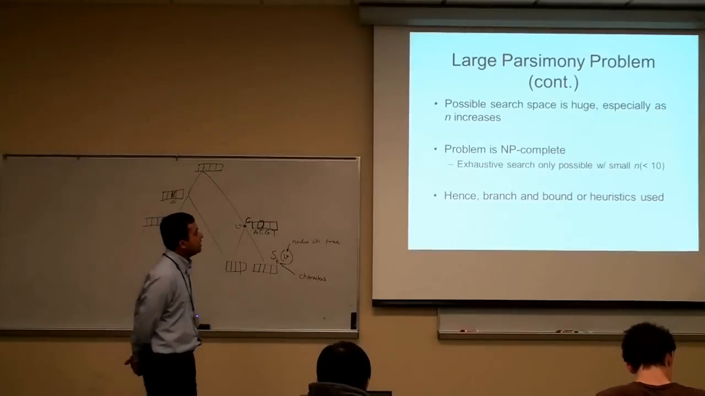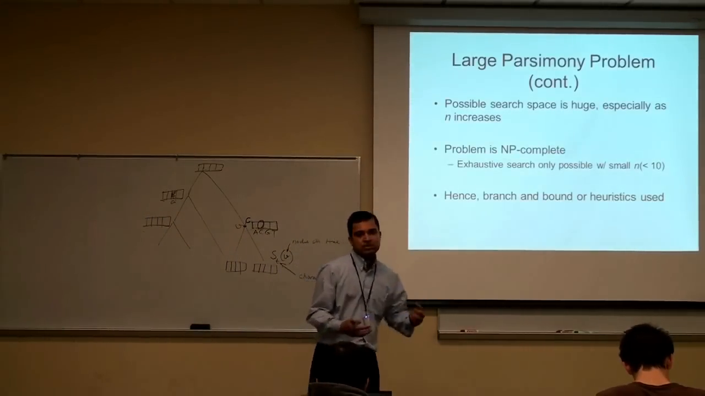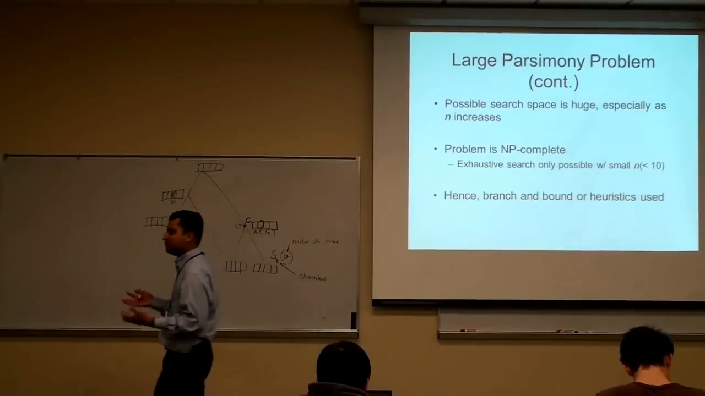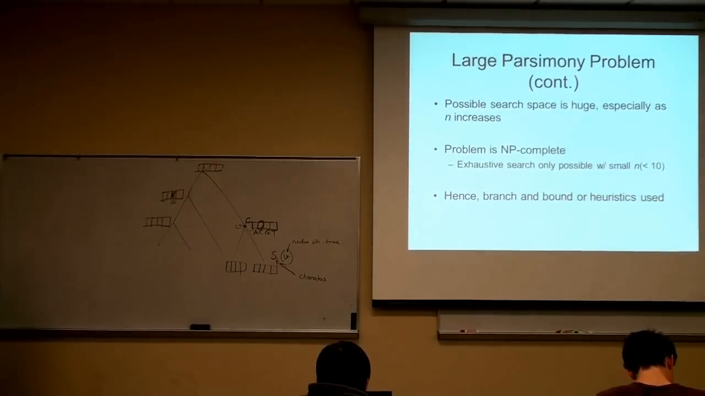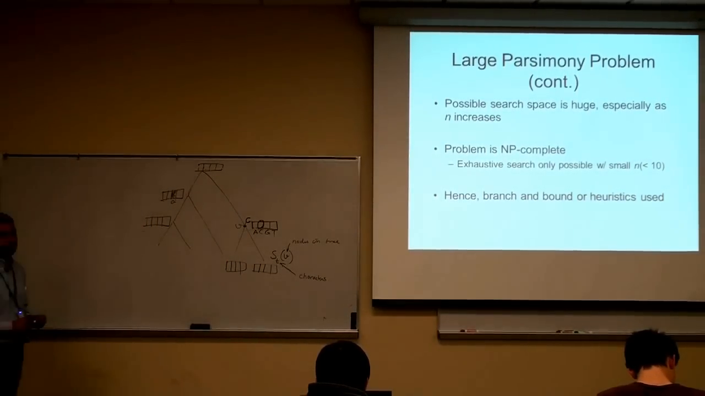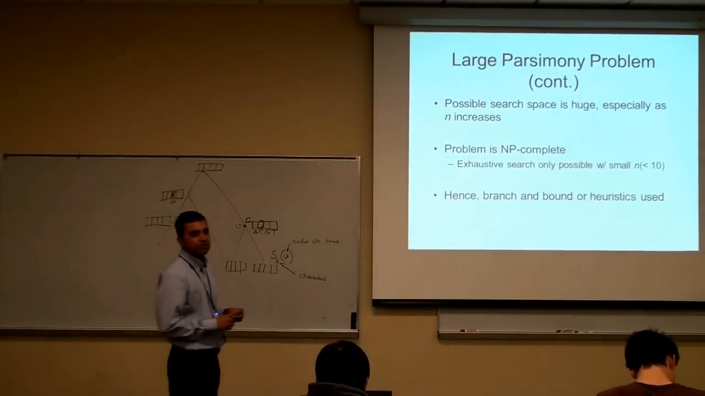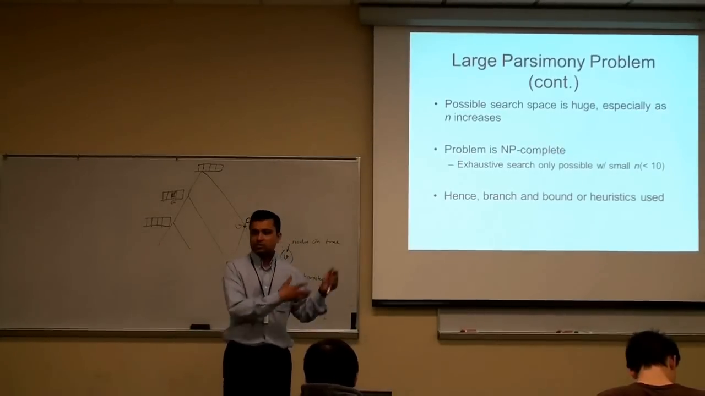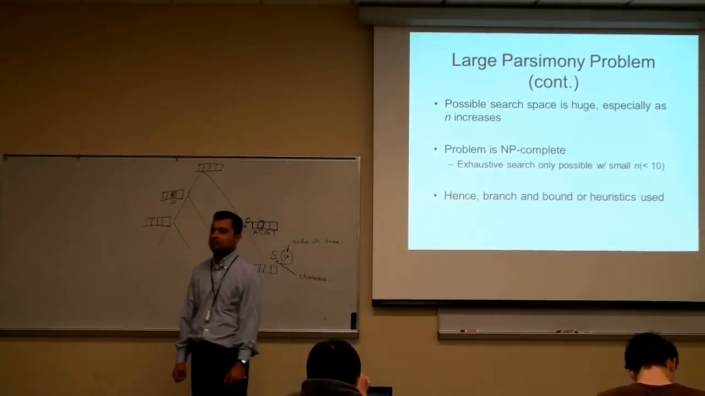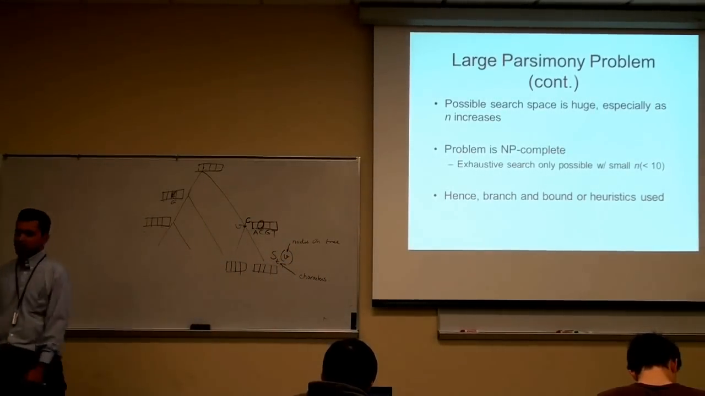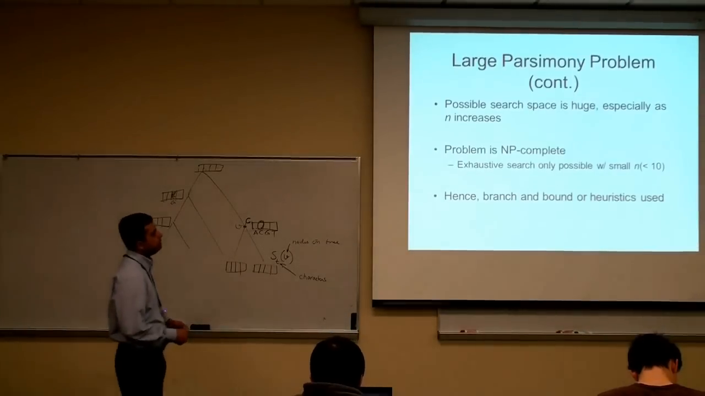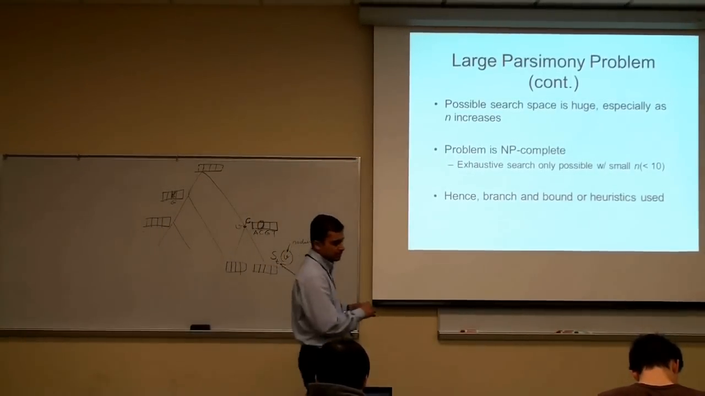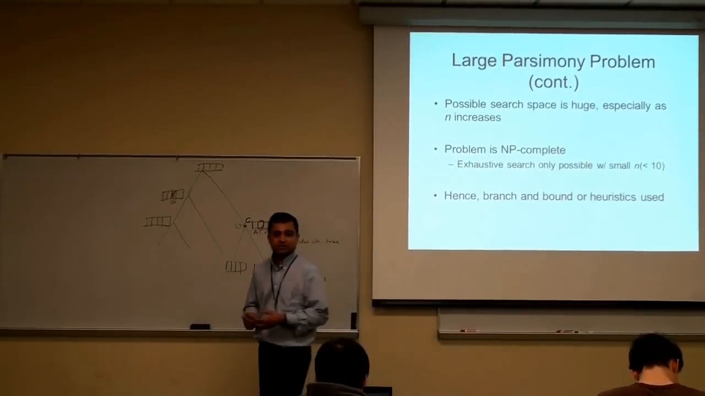So at least now, given a topology, we can evaluate what's the best labeling, what's the best parsimony score for that topology. And in principle, you could enumerate every topology, solve this problem in linear time, and finally pick the best topology. But there's a large number of topologies.